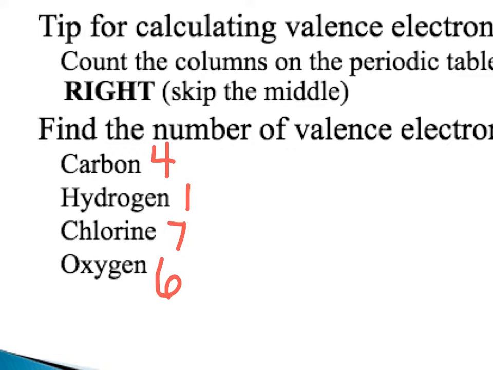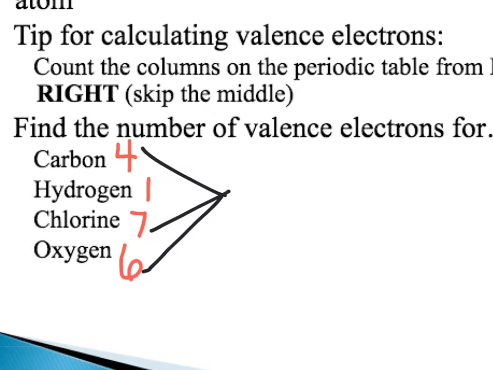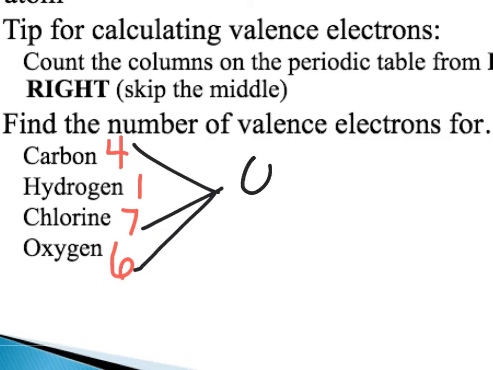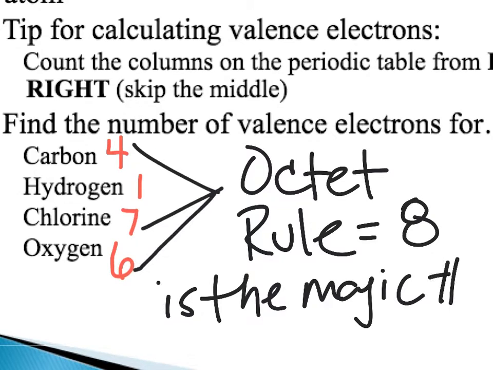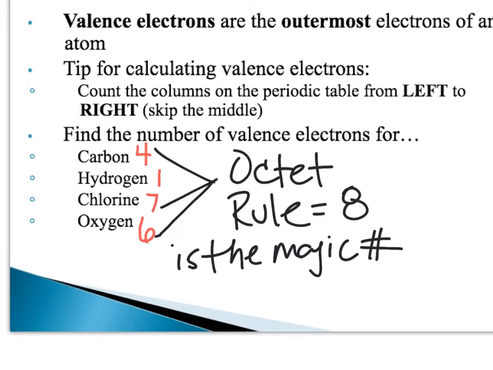Now, for most elements, in our list, everything but hydrogen, what we need to remember is that we have the octet rule. That means 8 is the magic number. So what I mean when I say that is, carbon in its outer ring has 4 electrons, but it wants to be stable. It wants 8 electrons. Chlorine has 7, but it wants 8, so it needs 1 more. Oxygen has 6, so it needs 2 more.